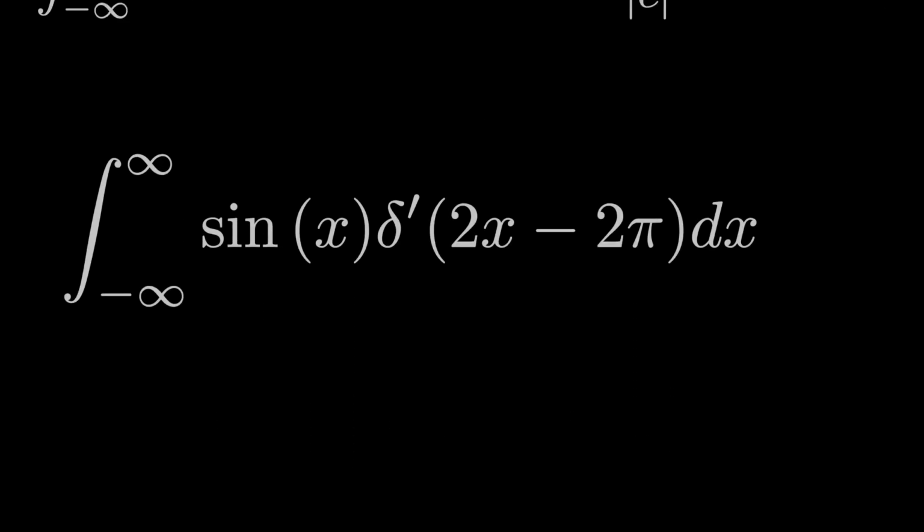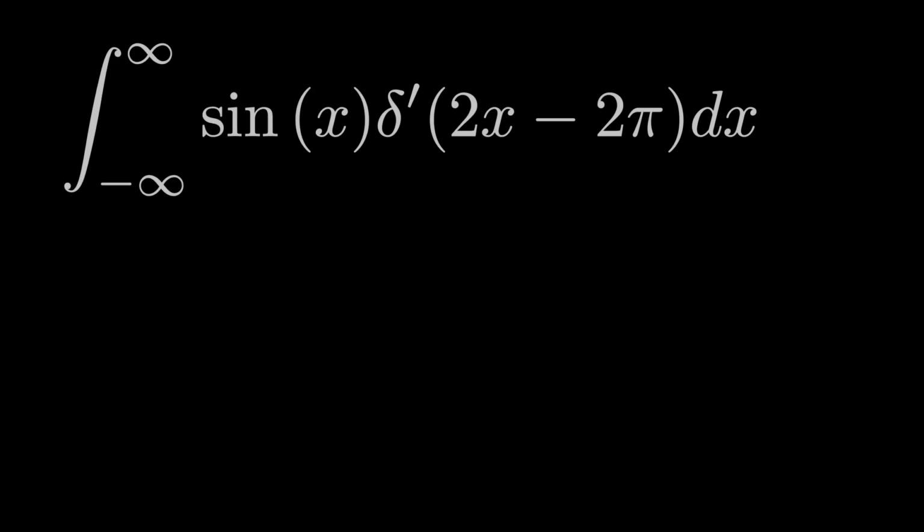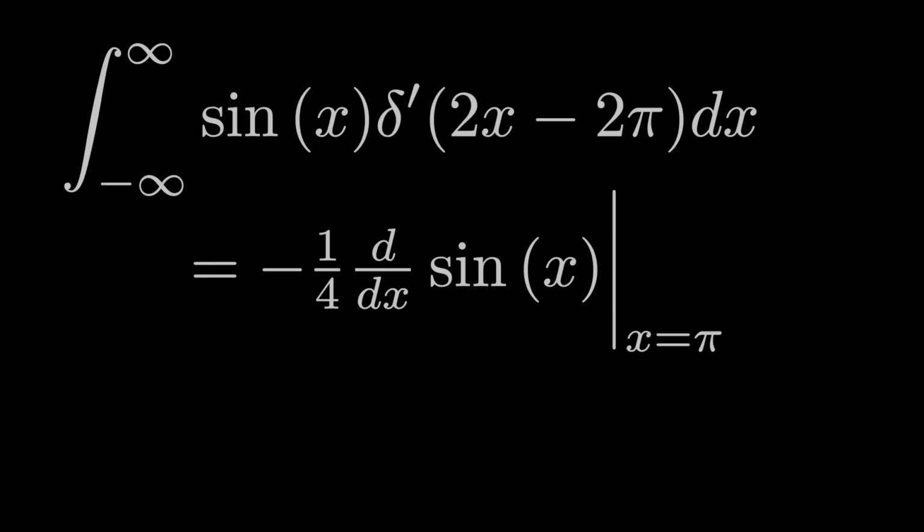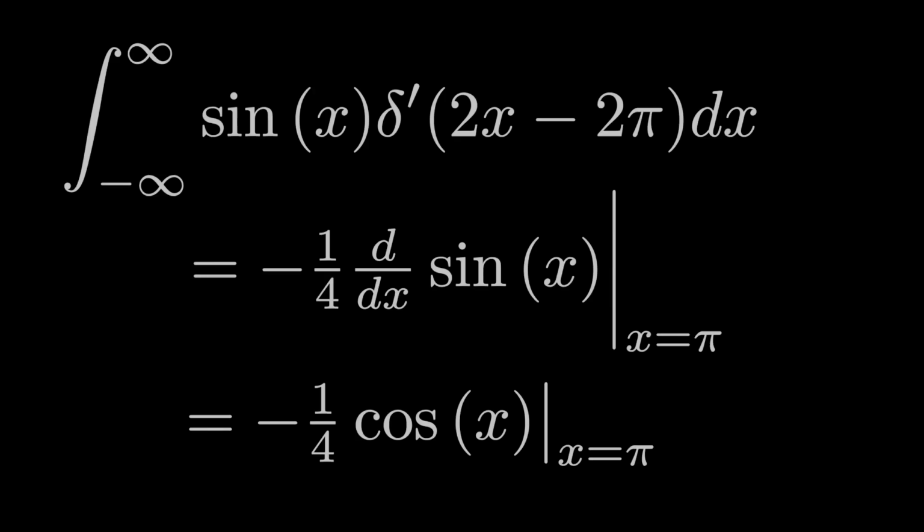So let's do one final example here where we put this all together. We've got the integral, bounds are negative infinity to infinity again, and this is going to be an integral of sine of x times delta prime 2x minus 2 pi dx, of course. So that's going to give us negative 1 on 2 squared, so that's just negative 1/4 times first derivative of sine, and all that's going to be evaluated at x equals pi. Well, the derivative of sine is just cosine, so we get negative 1/4 times cosine evaluated at x equals pi. So that's just going to be positive 1/4 because the cosine of pi is negative 1.